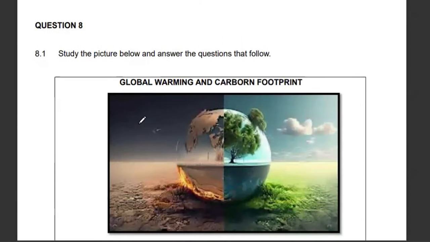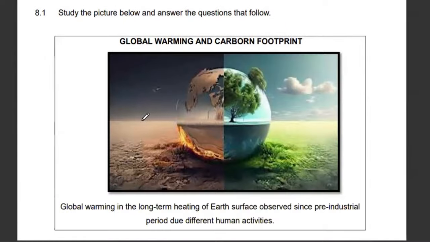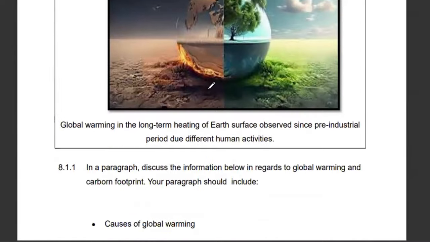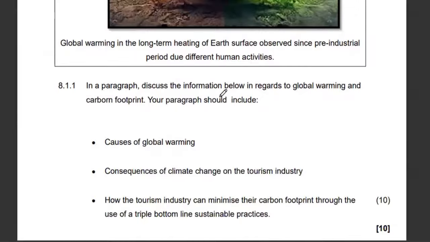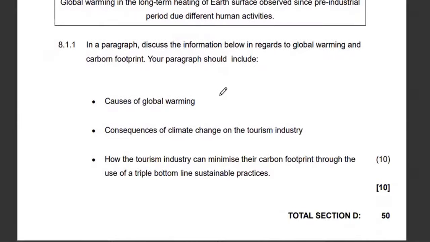Now, moving on to the next question, which is question 8. Study the picture below and answer the questions that follow. Global warming and carbon footprint. Global warming is the long-term heating of the Earth's surface observed since the pre-industrial period due to different human activities. In a paragraph, discuss the information below. The paragraph should include the causes of global warming.